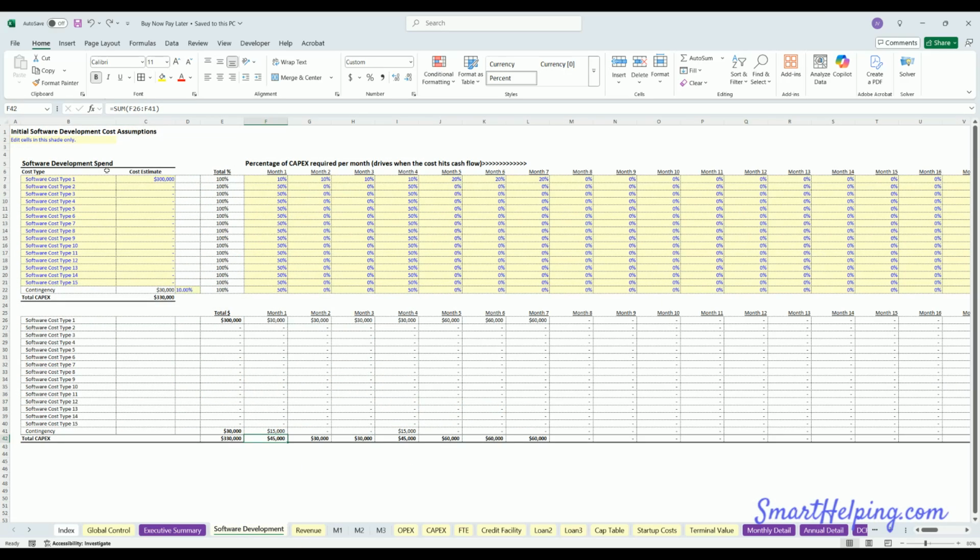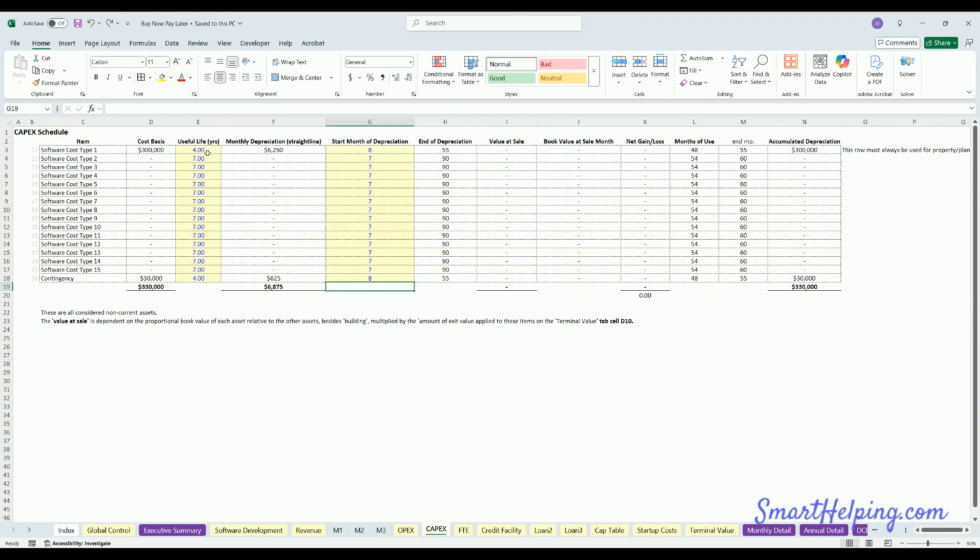Software development. So this is your initial costs, which are intangible things that are amortized, meaning you get to recognize this cost over time in the income statement, which is just a taxable thing. It has nothing to do with the actual cash flow. The cash flow happens based on how much the cost was and the percentage you put on here. And then that will drive up fixed assets, and then you can depreciate that based on the CapEx schedule here, based on whatever useful life you assign, and then the start month of depreciation.